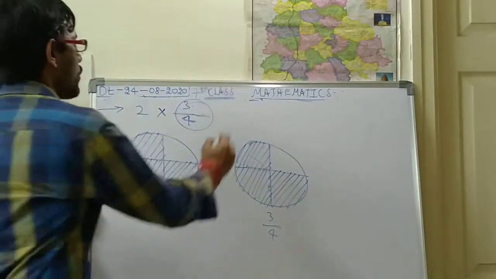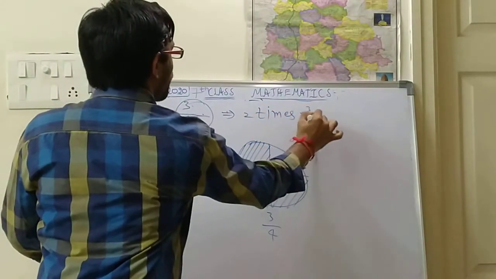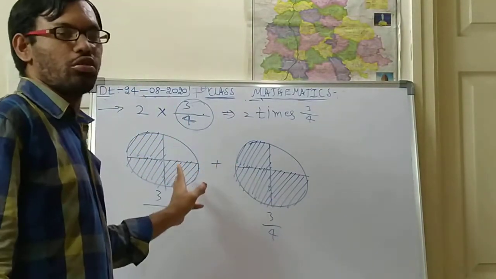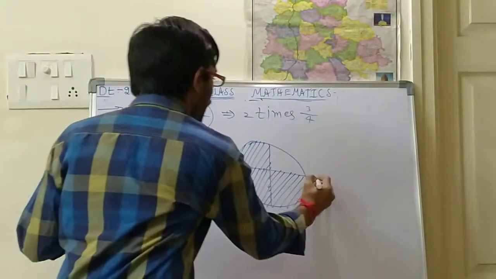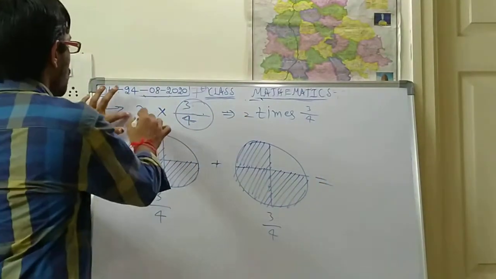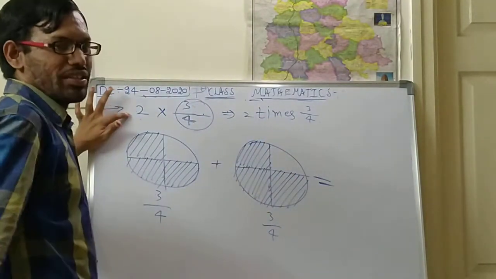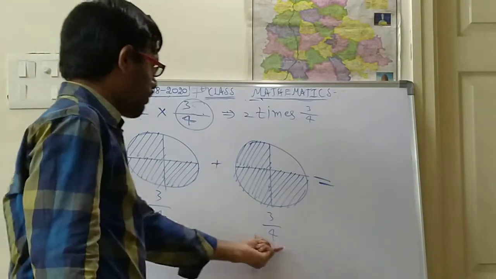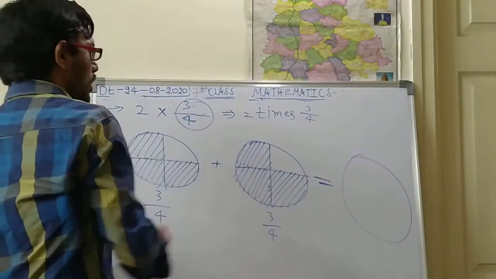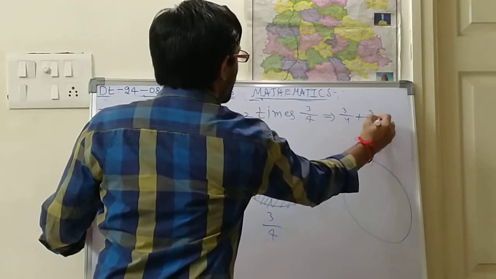Okay. 2 into 3 by 4 means what will you write? 2 times 3 by 4. So you should get 3 by 4 two times. By adding these two, what will you get? So generally here the denominator will be the same. Is it right, children? So 3 by 4 plus 3 by 4. The denominator will be the same only.